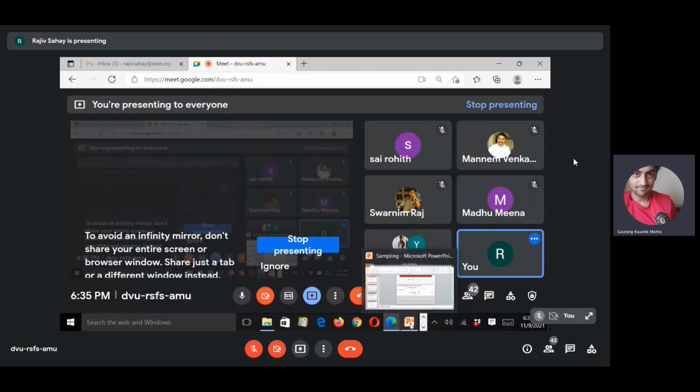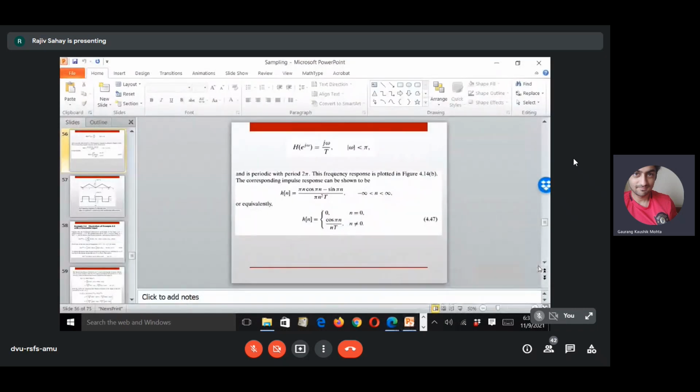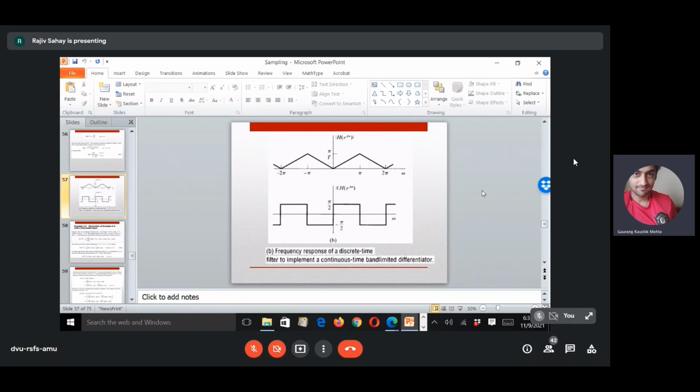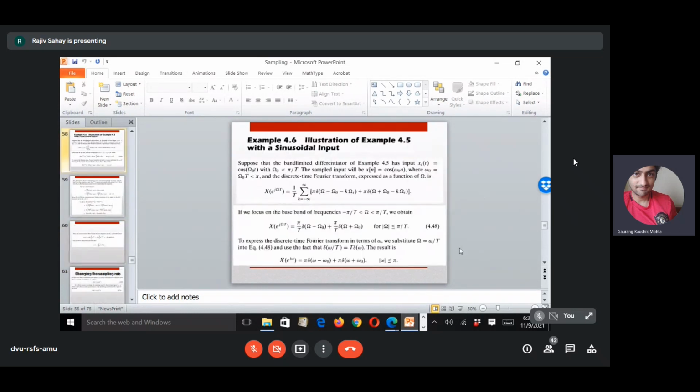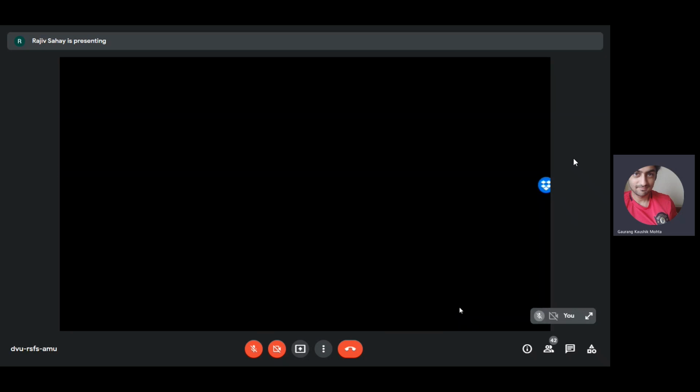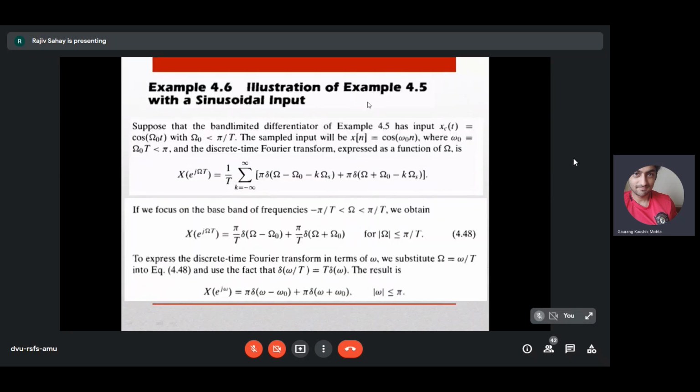Okay. So now we have got the impulse response and the DTFT frequency response of the differentiator. So now let us do a small example. Let us apply this differentiator onto a signal. We will apply a sinusoidal input to this band limited differentiator.